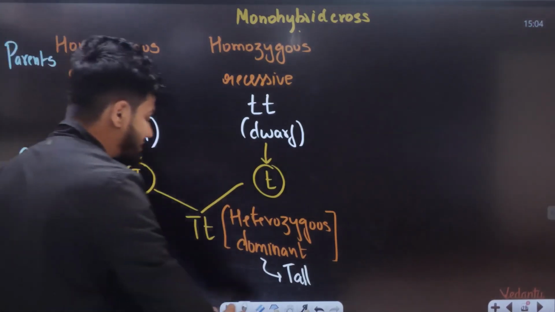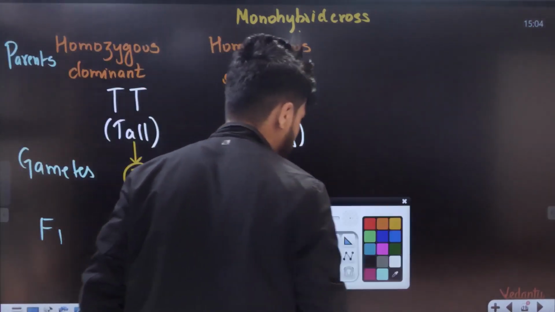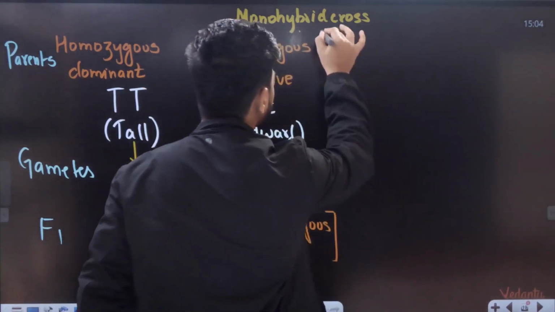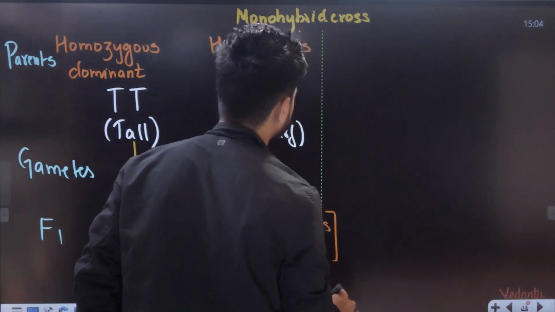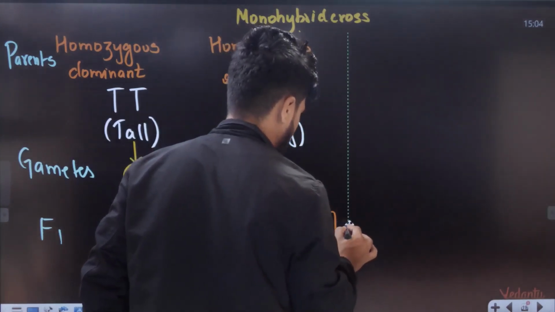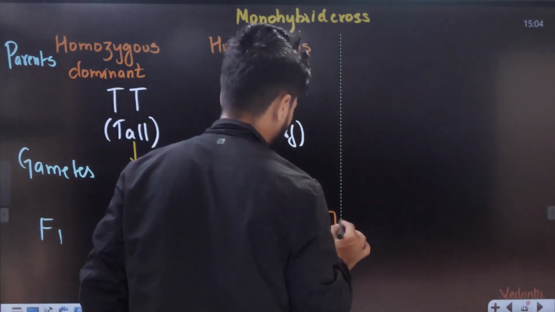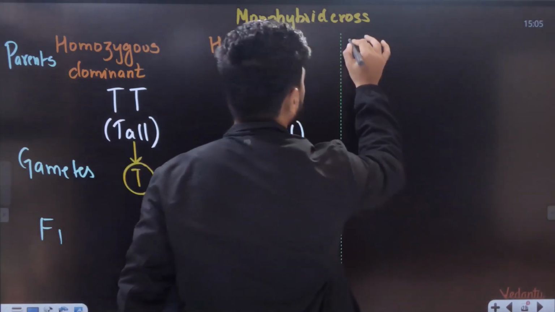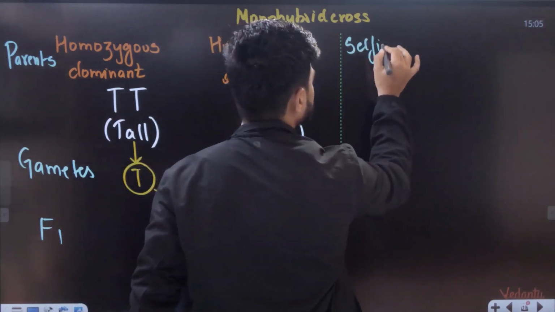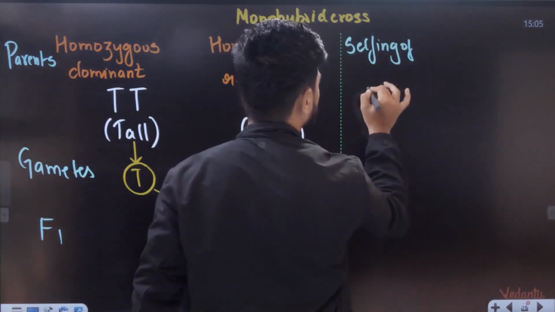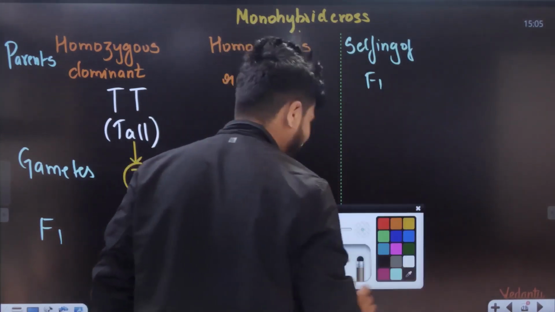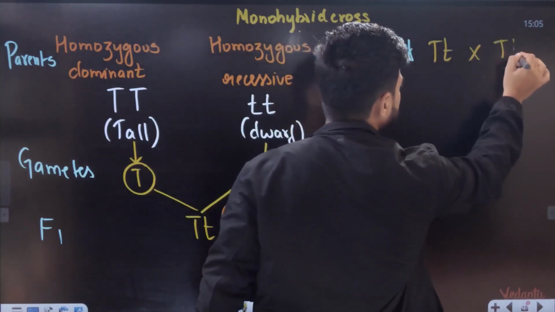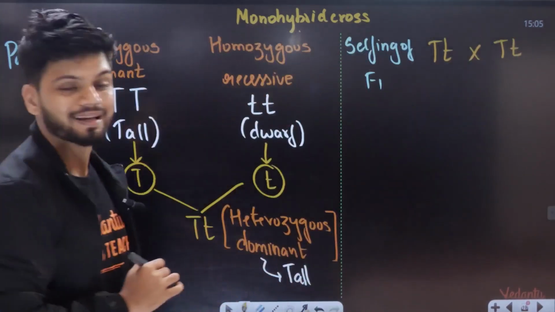The next step is called selfing of F1. Okay, one second, students. Next step is called your selfing of F1. So what do we have in F1, students? In F1 we had capital T small t crossing with capital T small t. Okay, this is your F1 right here.